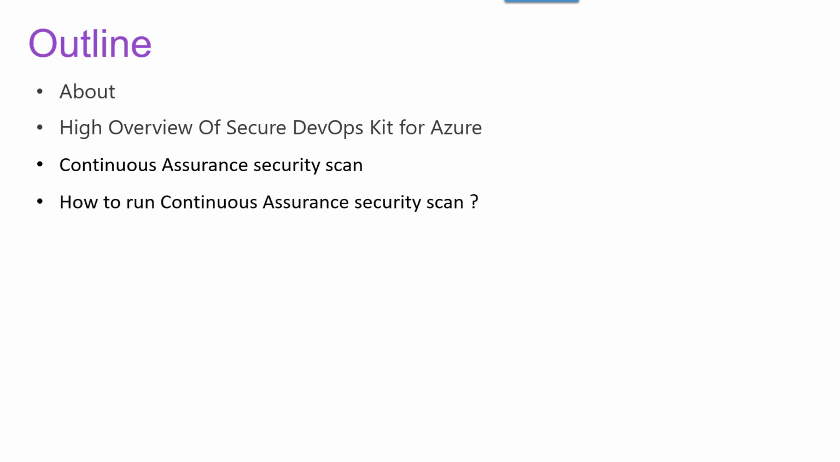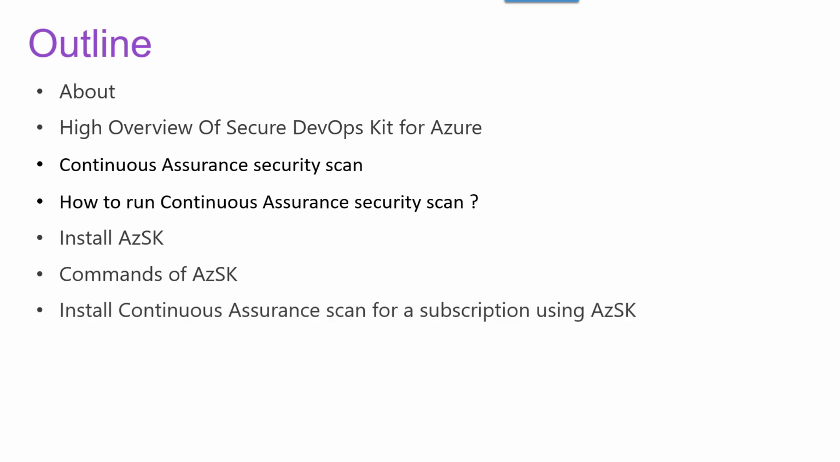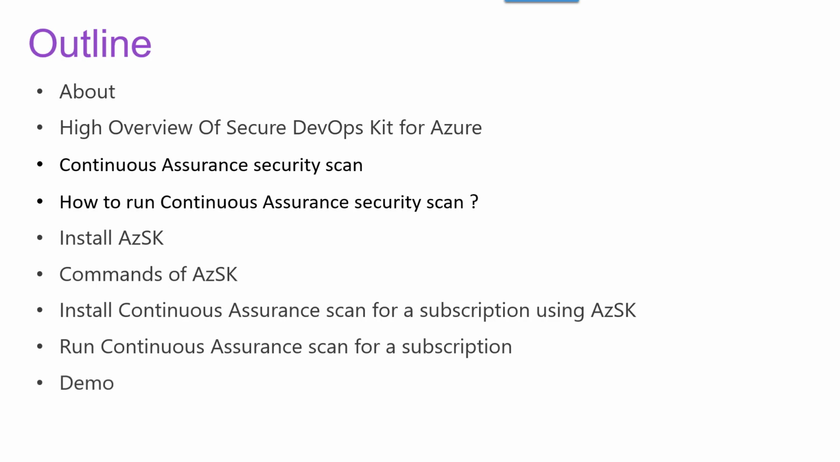Then we will understand what are the steps, how we can run the continuous assurance scan, which include installing the DevOps kit, what are the different commands for DevOps kit, and how we can install the continuous assurance on Azure subscription. Then we will see how to run the continuous assurance, and then look at the demo, which include all the steps, including installing the continuous assurance, running the security scan, and so on.